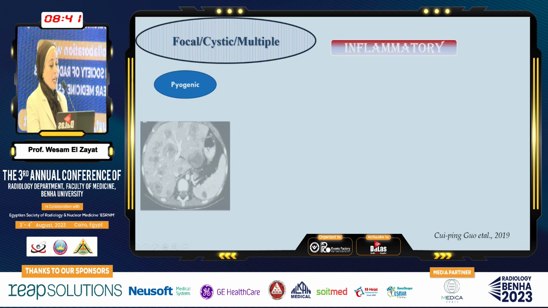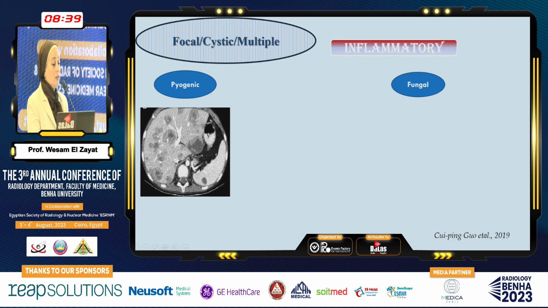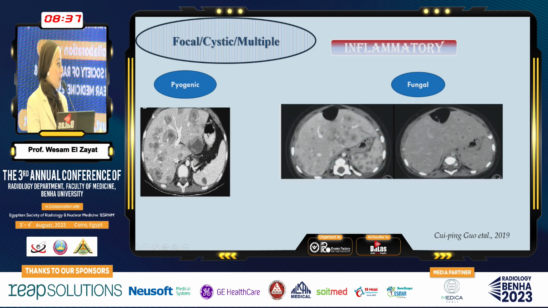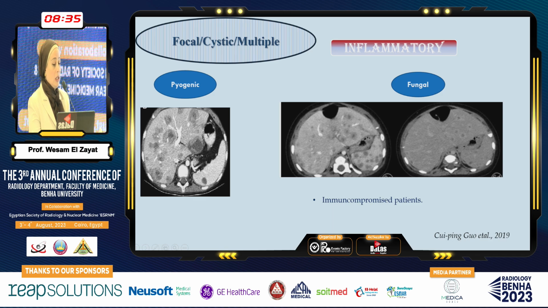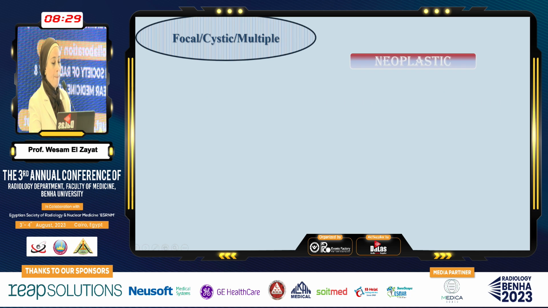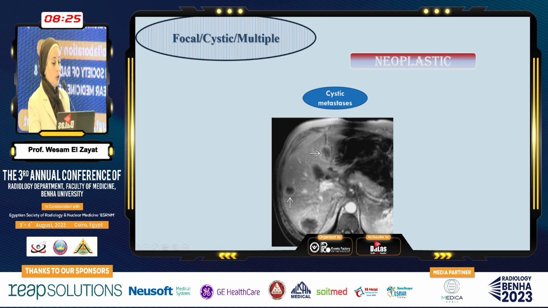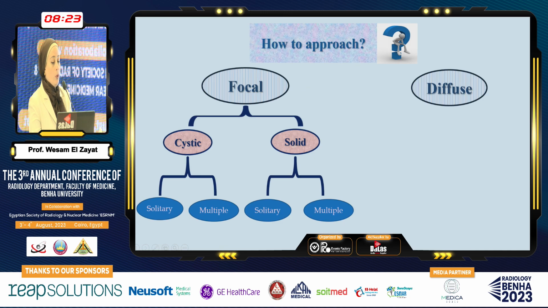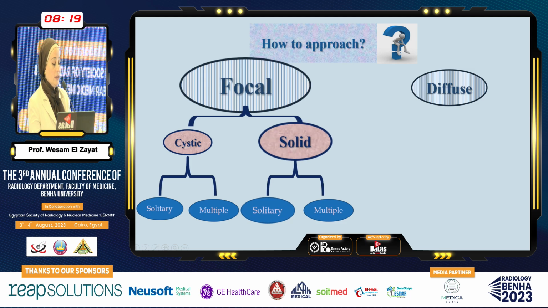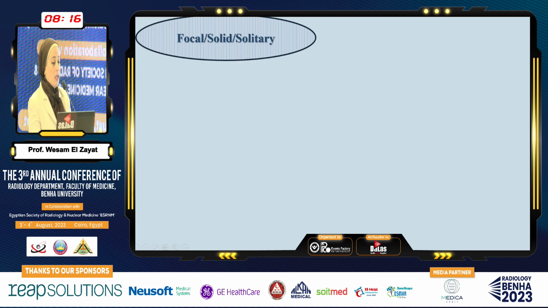Inflammatory lesions: pyogenic abscesses can be multiple, but fungal abscesses are usually multiple, sometimes even miliary, in an immunocompromised patient with delayed ring-like enhancement. Cystic metastatic lesions are not common in children. Back to the classification, for focal, solid, and solitary lesions, a very useful stratification is according to the age group.